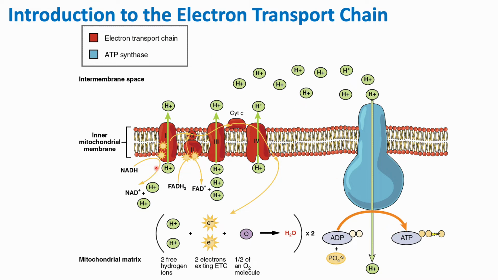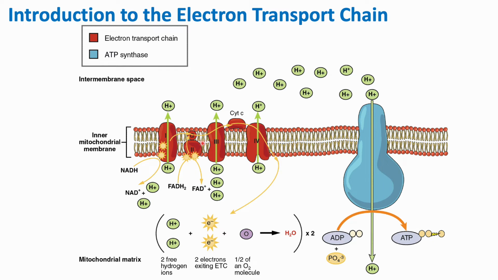Now, from complex 1, we have NADH. It's oxidized to NAD+. And we lose those electrons, and those electrons get passed on to a protein over here, which is known as ubiquinone. Now, this ubiquinone will go on to complex 3, and the ubiquinone is carrying those electrons.